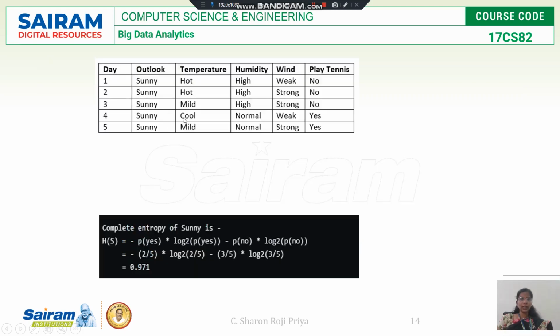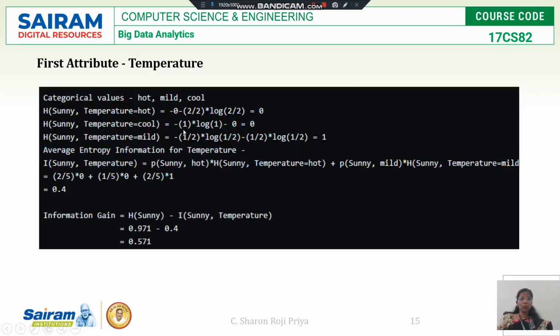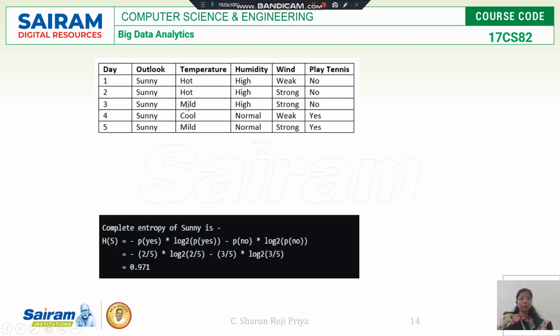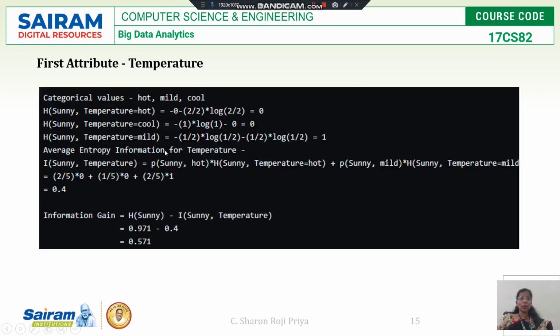Next categorical value is cool. How many cool are there? Only 1. That too, it is positive. So it should be cool: 1 by 1 into log 2 of 1 by 1, minus no negative. So it is equal to 0. Next is mild. How many mild are there? 2. Out of these 2, one is positive, another one is negative. So we'll calculate and get the value.